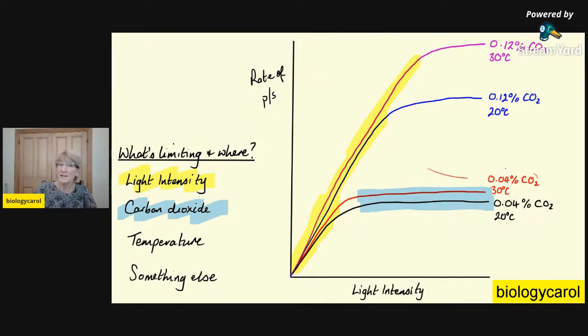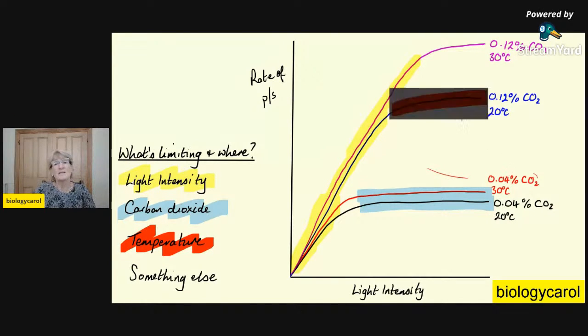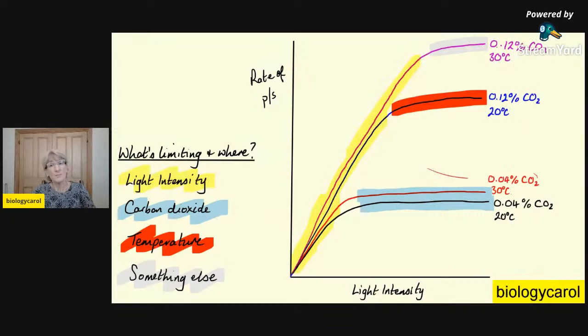So you might already be getting the pattern now. Where is temperature the limiting factor? Well, that is here, because we can see we've got the higher concentration of carbon dioxide, but we've got a lower temperature, and therefore temperature is the limiting factor here. And finally, this is where something else is the limiting factor. It's not light intensity, because the rate of photosynthesis has plateaued. It's not temperature, because we're at a higher temperature. And it's not the carbon dioxide concentration.